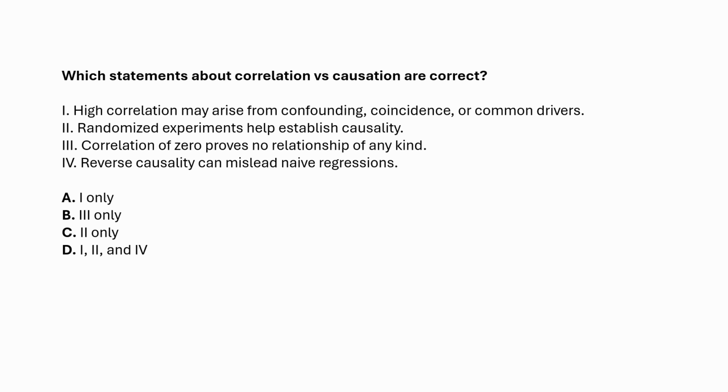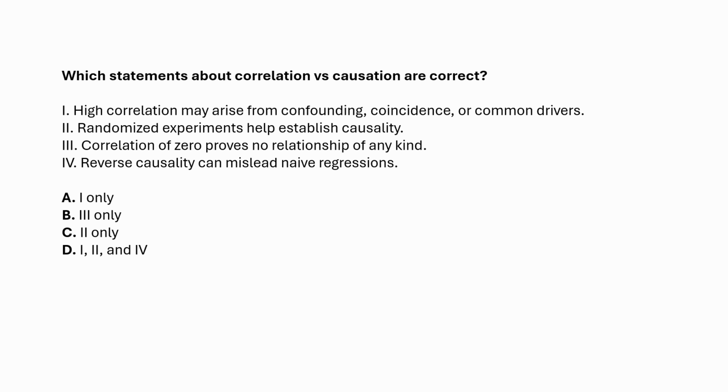Number 4, reverse causality can mislead naive regressions. Yes, reverse causality is when the direction of cause and effect is flipped. For example, you might think exercise causes good health, which is partly true, but also people in good health are more likely to exercise. If you don't control for that, your regression can be misleading. So number 4 is correct. So the true statements are 1, 2, and 4. That matches choice D, correlation, not causation.